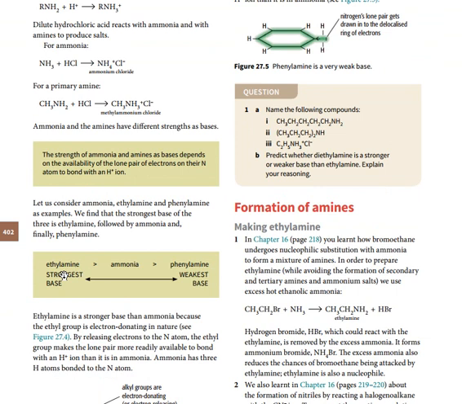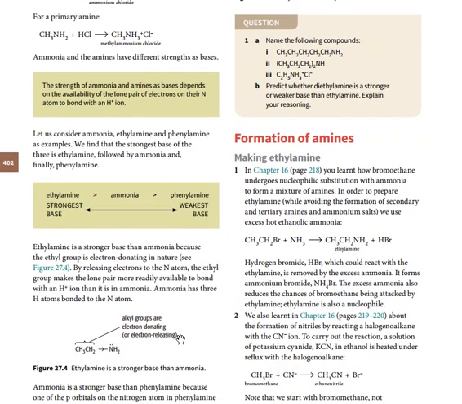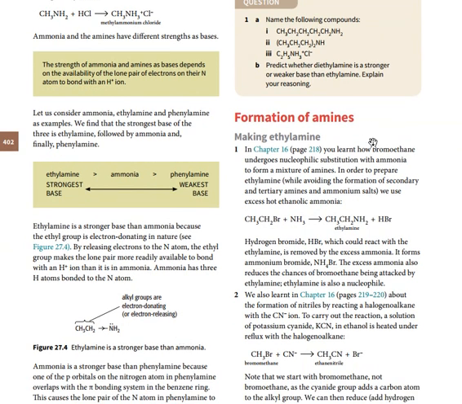So we have seen already the basicity. We can also say that primary amines are going to be more basic than ammonia, and ammonia is going to be more basic than phenylamine, which is the weakest. So now let's see the formation of amines.